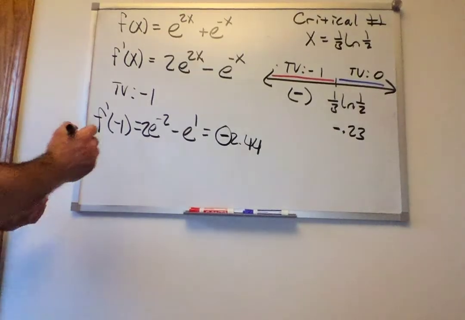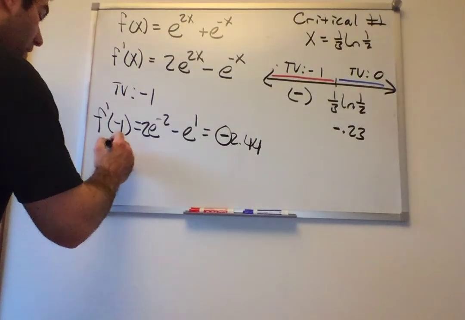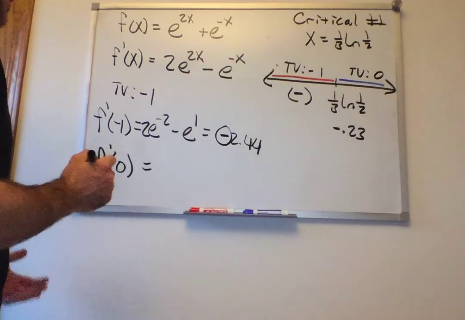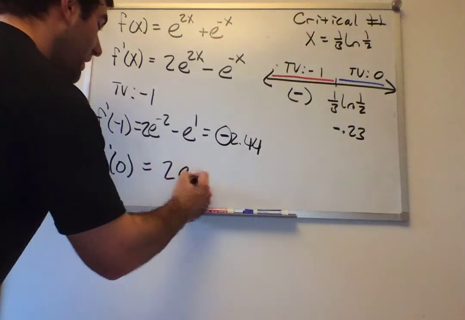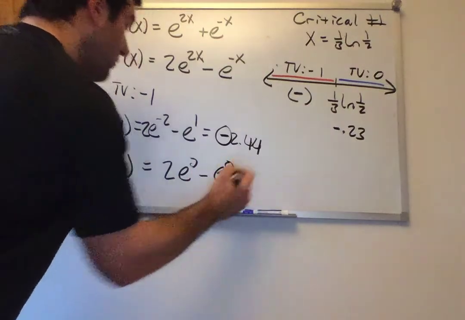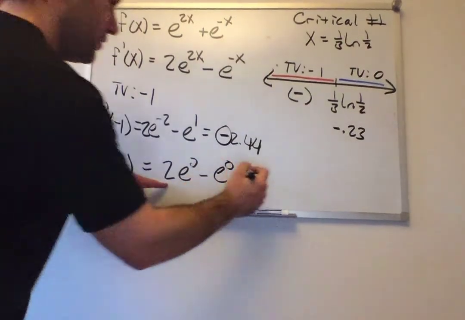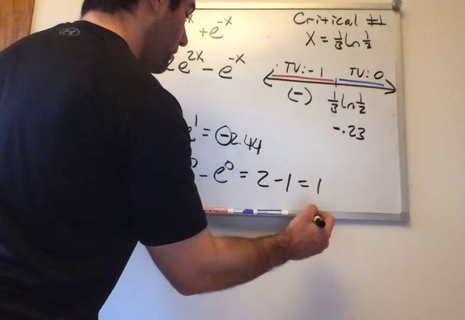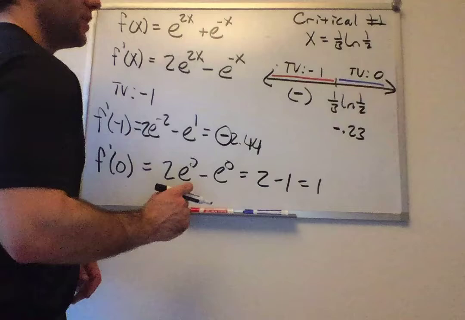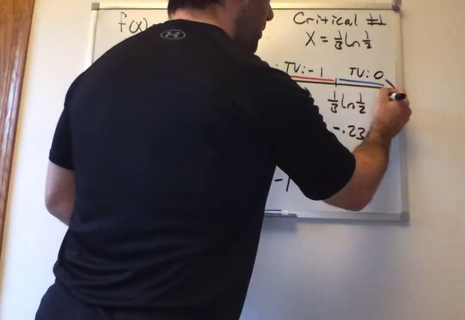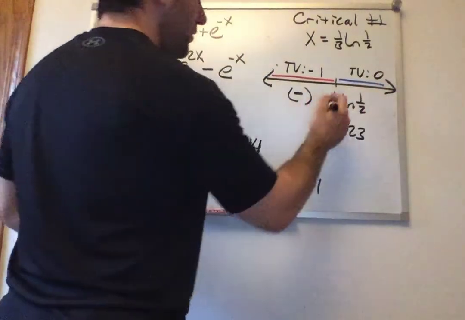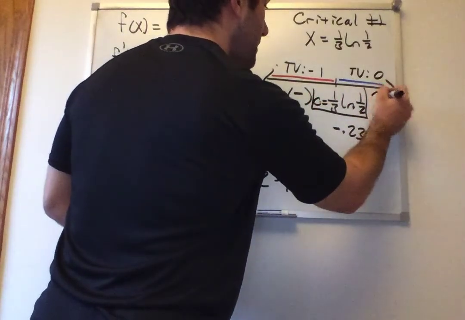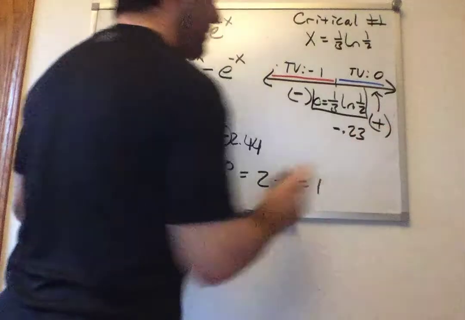Now we do the same thing. We find f prime of our other test value, 0. This one's a lot easier to do. 2e to the 0 minus e to the 0, which is 2 times 1, which is 2, minus 1, which is 1. This is a positive number. It's a little cluttered right here, so this is our c value right here. So on this interval, we've got a positive number.